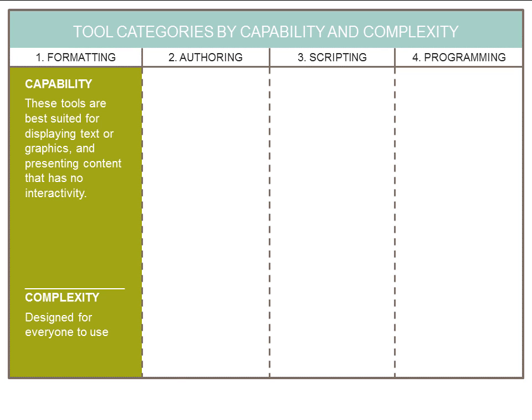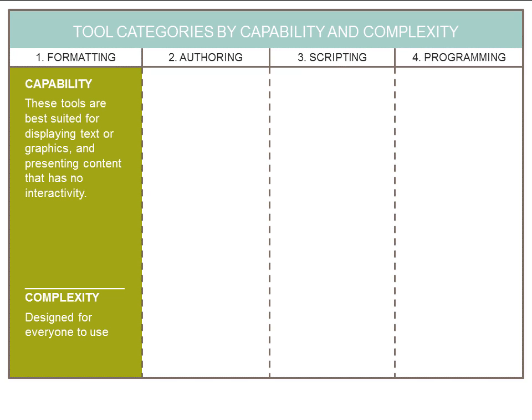So what I want to do next is give you some background about categories of authoring tools to help us make the decision about what tools we should pick. So this chart is showing tool categories by capability and complexity. And as you work your way across the top from formatting to authoring to scripting to programming, we're increasing really in both capability and complexity. And the first tool category here, the formatting tools.